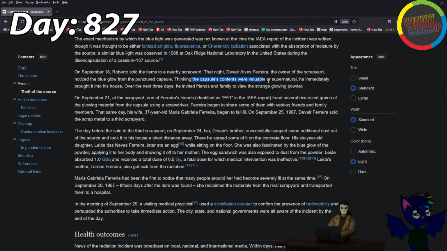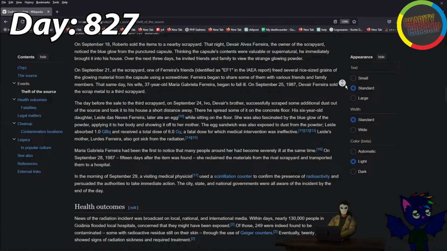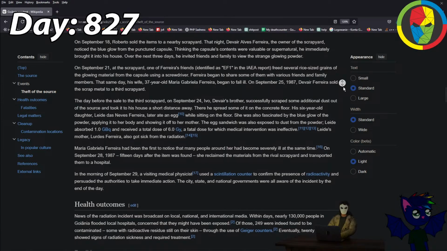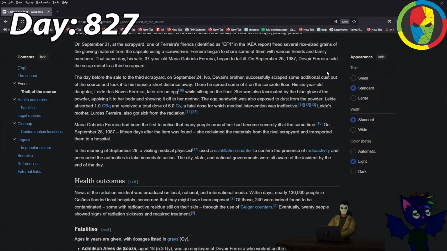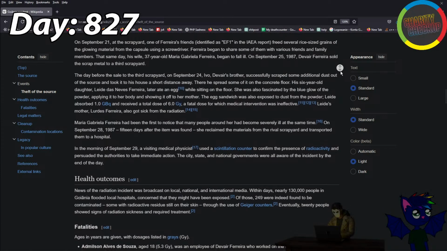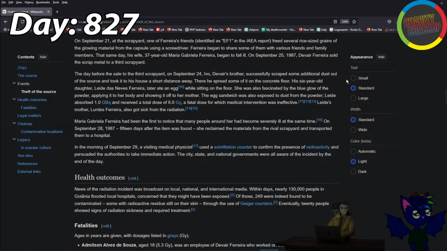Invited friends and family to view the strange glowing powder. Freed several rice-sized grains of glowing material from the capsule using a screwdriver. Shared some of them with various friends and family members. The same day, they began to fall ill. Ah, no. That's why this one took it to his house, a short distance away. He spread some of it on the concrete floor. Oh no! No! No!